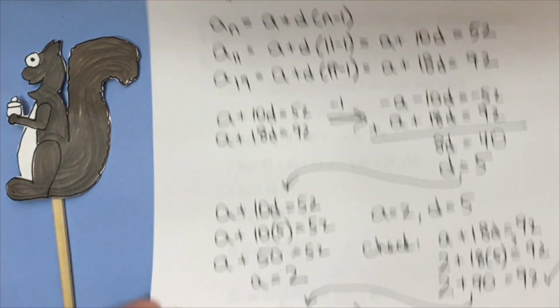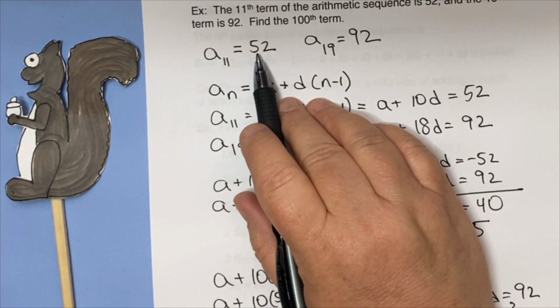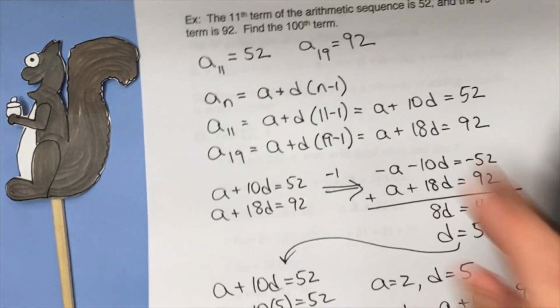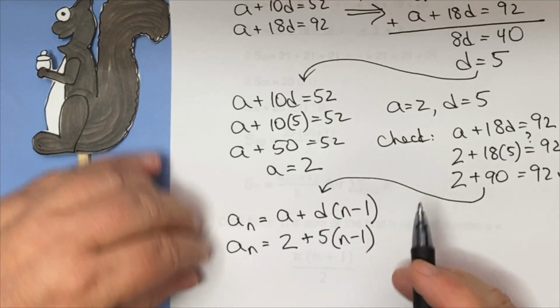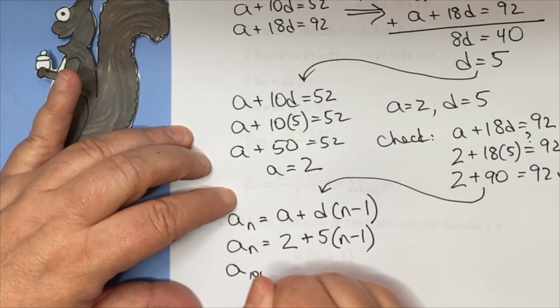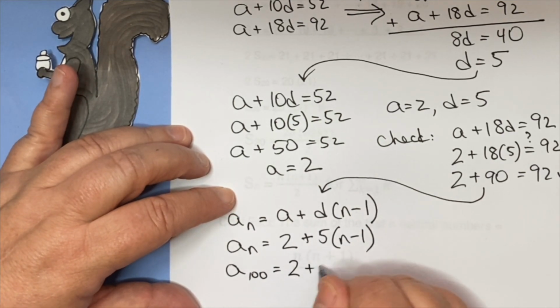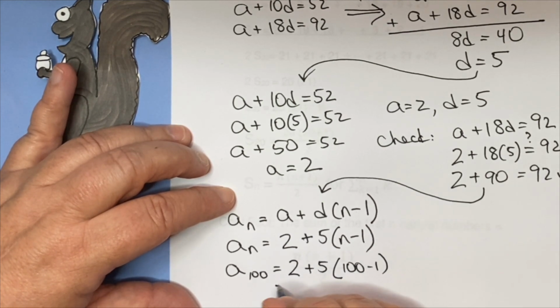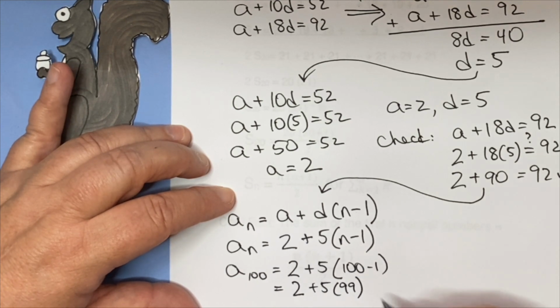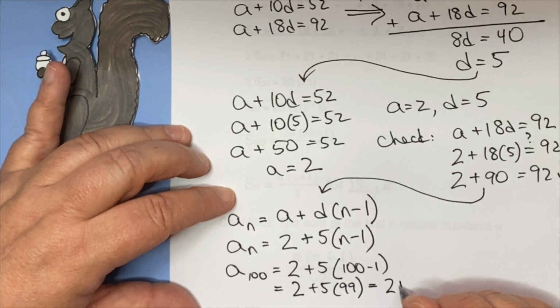And you can double check it, right? We know the 11th should be 52 and the 19th should be 92. So you could always quadruple check this. But I want to know a sub 100. That's 2 plus 5 times 100 minus 1. That's 2 plus 5 times 99. 5 times 99 is 500 minus 5. So that's 495.